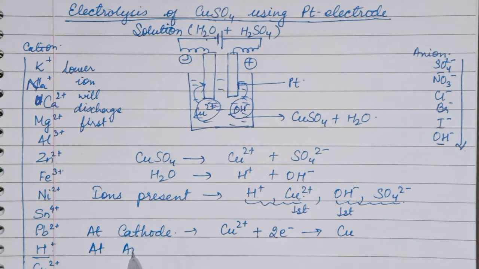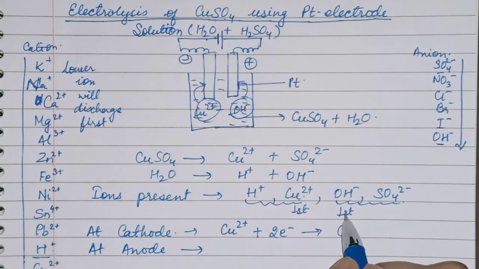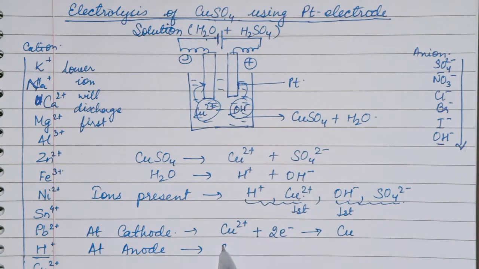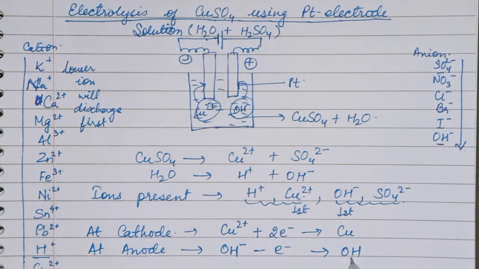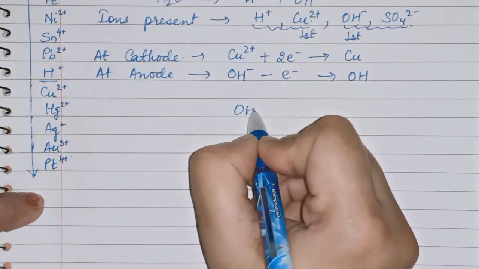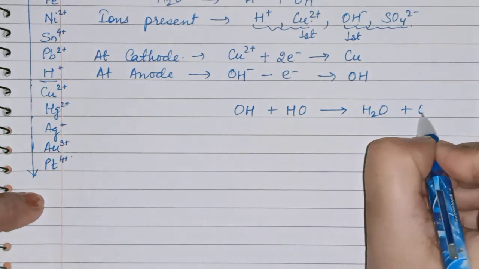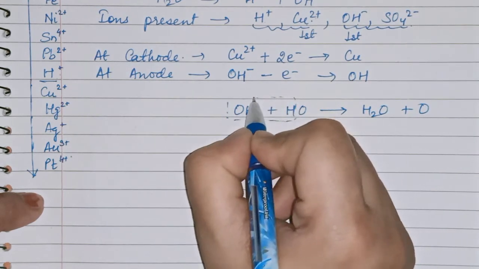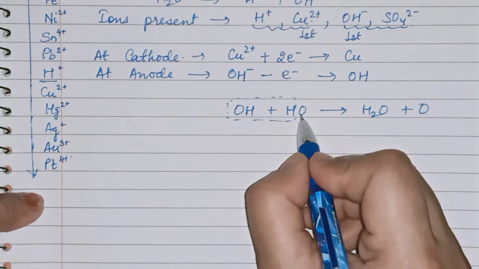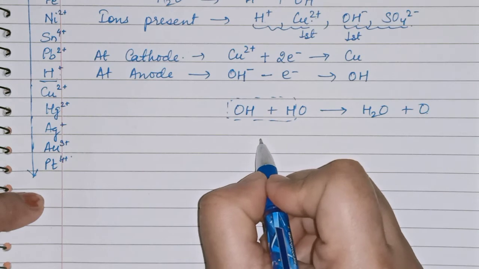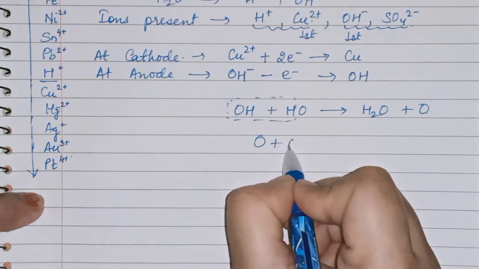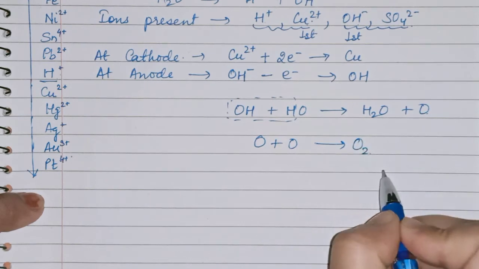And at anode, what will take place? OH minus ion is coming first. So OH minus means 1 electron is extra. So remove that extra electron, you will get OH. OH cannot exist independently. So what we do? We will do OH plus OH gives H2O plus O. See, from here water is coming out and what is left? O only. Again O cannot exist independently. So what you will do? You will take 2 atoms of oxygen and it will give O2.